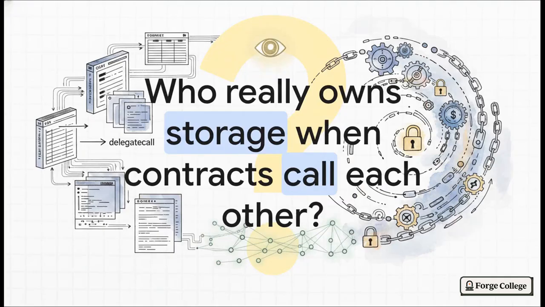Which leaves us with a rather provocative question to ponder, right? We know how the ledger updates work now, but if caller context dictates which ledger is modified, who really owns the storage when different smart contracts start calling each other using complex methods like, say, delegatecall? Well, that is exactly what we're going to unravel in our next lesson, internal versus external account interactions.